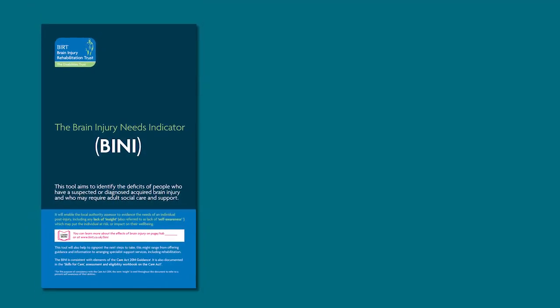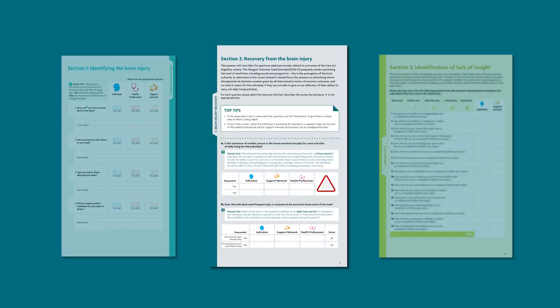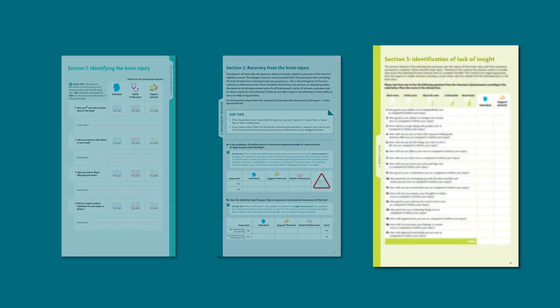To determine this risk, the BINI is split into 3 sections. The first asks about the history of brain injury. The second uses questions to identify how well someone can carry out everyday tasks. The third section asks about whether a person has changed since their brain injury.